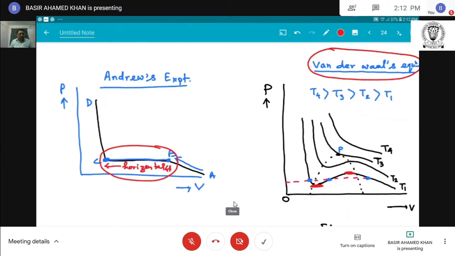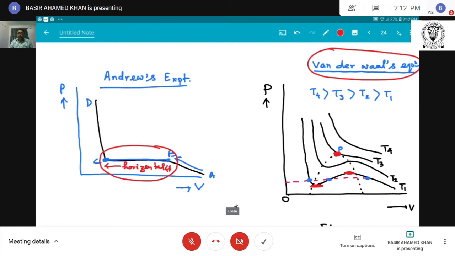However, at the critical temperature, the maximum and minimum point meet at a single point, which is the critical point of the gas. Here it is the same as the Andrews experimental curve. It means at the critical temperature, or at the critical point, both the Andrews experimental curve and the van der Waals equation are the same.